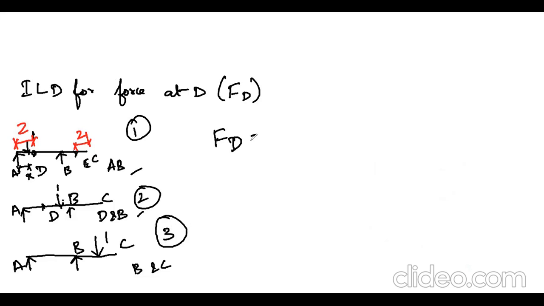In the second loading condition, the value of FD will be minus RA, because this is the point D. For considering the shear force, I should choose either the left side or right side of the point I am considering, that is D. I am choosing the left side to simplify the calculation. So you know the value of RA. It is L minus x by L. It is not minus x, it is plus, because left upward is positive. Right upward is only negative, left upward is positive. So you know the value of RA as L minus x by L.